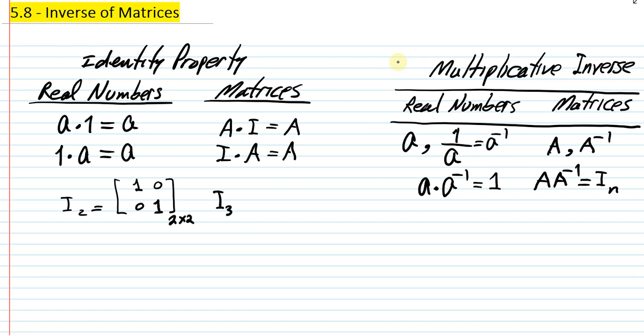If I have a 3 by 3, an order 3 identity matrix, this one looks like 1 0 0, 0 1 0, 0 0 1, with zeros off the diagonal. So it's made up entirely of 1s and 0s. This is an order 3 identity matrix.